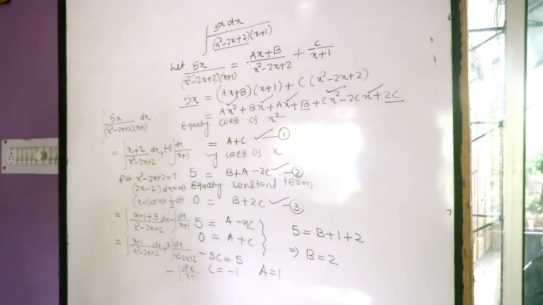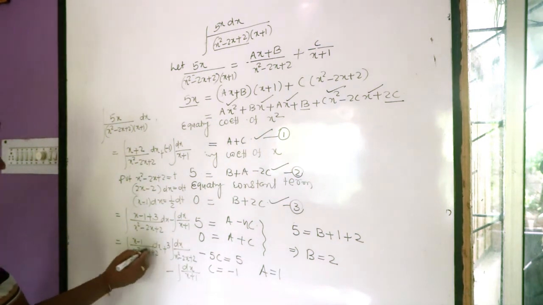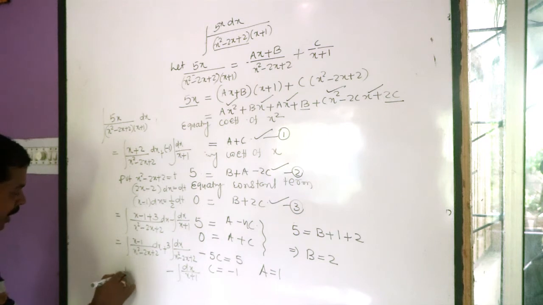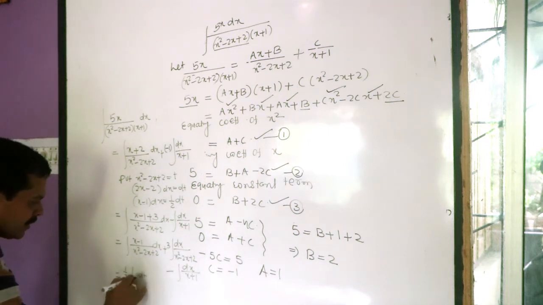Now we can integrate these integrals separately. First, this is t, then it is half dt by t.